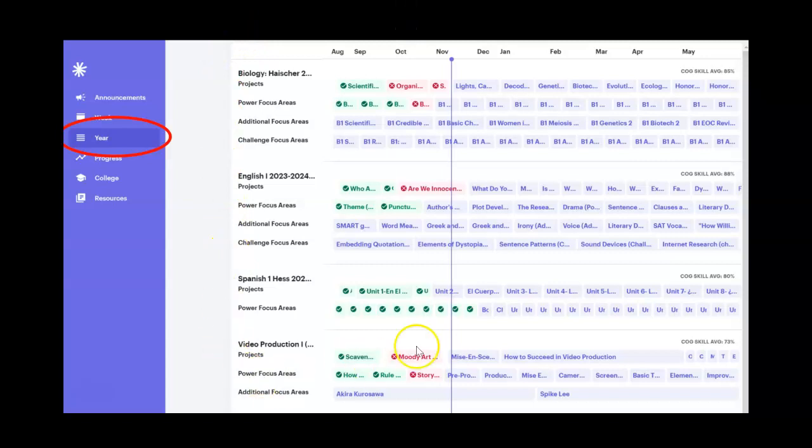So this student has 4 classes in Summit, and we can see all of their projects, all of their power focus, all of their additional focus areas, all of their challenge focus areas, and their COG skill score specifically for each and every single class. Additionally, if you click on the class itself, so if I clicked on biology or English or Spanish or video, it would take you into your students' grades for that course. So it's another way to access the same information that you can access through Progress. All right, but let's take a closer look.